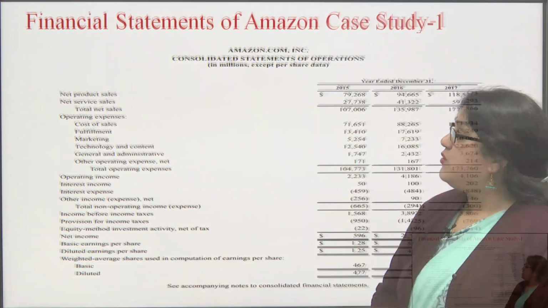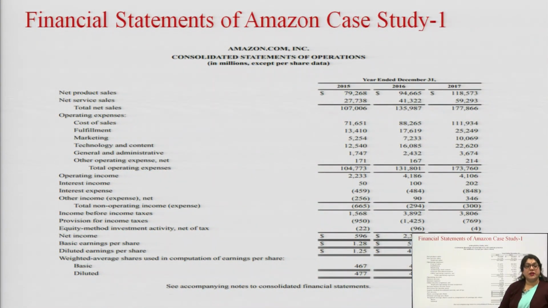This financial statement is showing Amazon; we have taken the Amazon company, and the data we have taken for the analysis is 2015, 2016 and 2017. So we can say that it is a comparative statement in which we are comparing the growth and the decline one by one for each year, starting from 2015 till 2017.